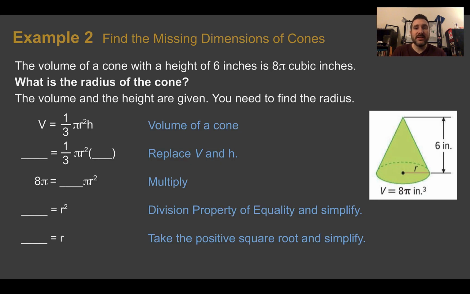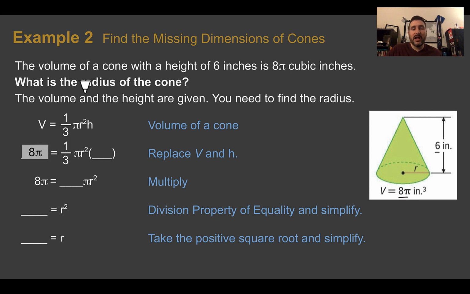Example 2, find the missing dimensions of cones. So the volume of a cone with a height of 6 inches is 8 pi cubic inches. What's the radius of the cone? So the volume and the height are given. Volume was 8 pi, height is 6. We need to find the radius. So almost exactly like we did in the previous check, we're going to end up taking the square root at the end because we want to find the radius.